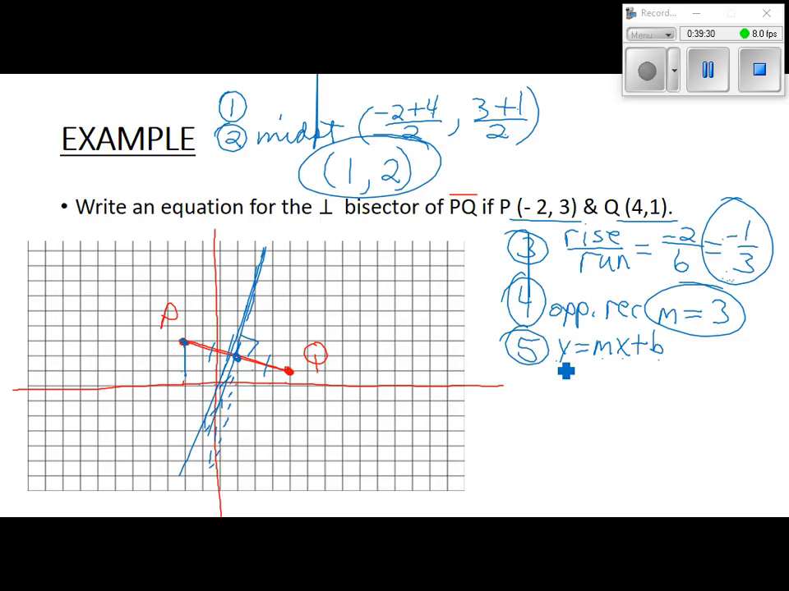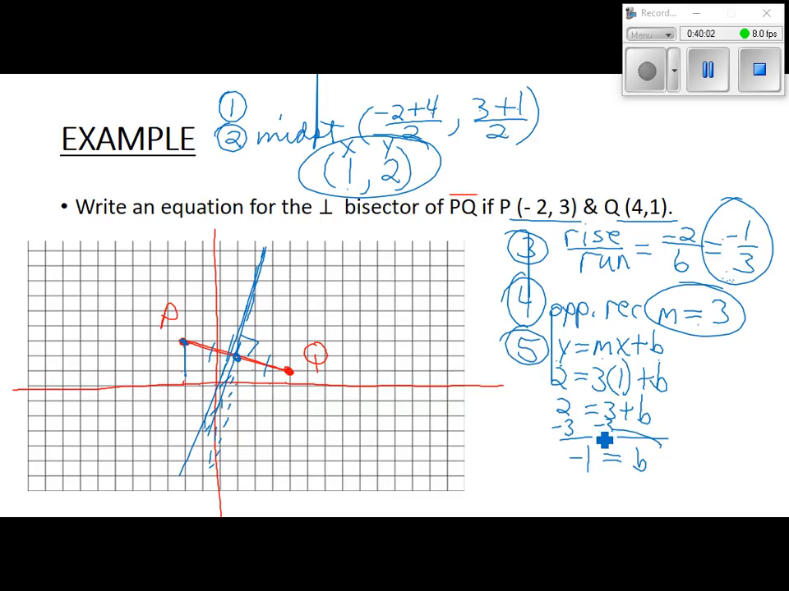In place of y, we put in the y coordinate from the midpoint, which is 2. In place of m, we stick in the slope, which is 3. And in place of x, we stick in this x coordinate of the midpoint, which was 1. And then we just solve. 3 times 1 is 3. So we got 3 plus b on that side equals 2. To get b by itself, you subtract 3 on both sides, and you end up with b equals -1.